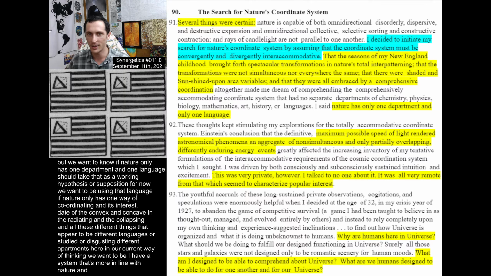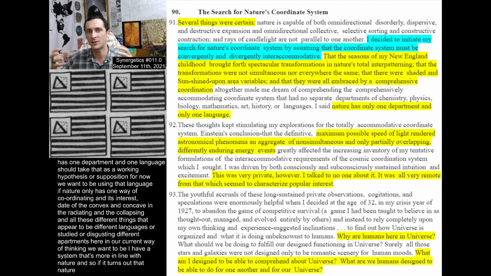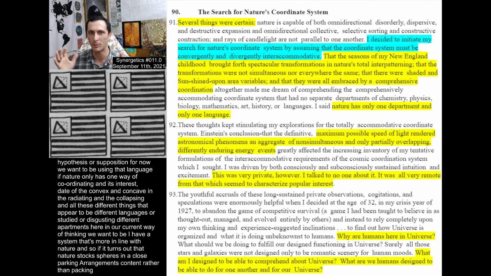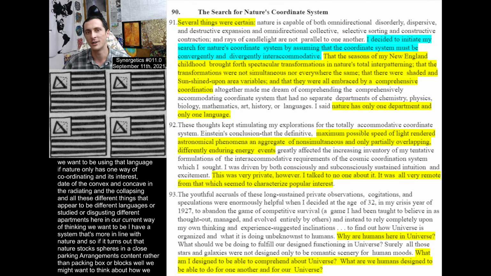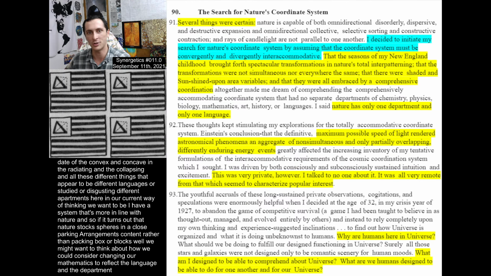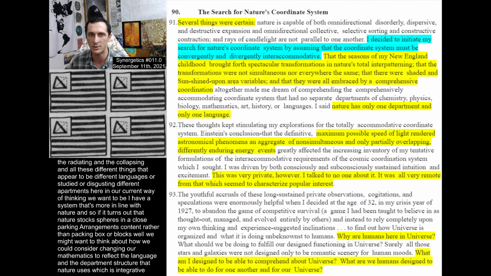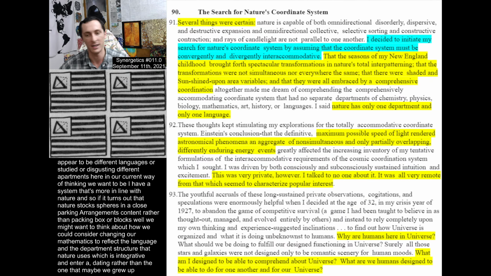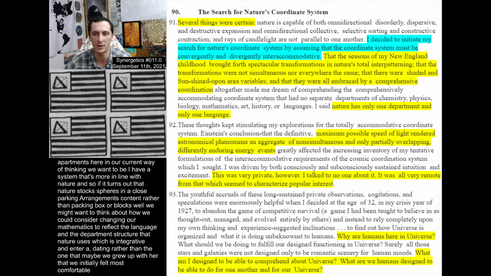And so if it turns out that nature stacks spheres in a close packing arrangement, hint, hint, rather than packing voxels or blocks, well, we might want to think about how we could consider changing our mathematics to reflect the language and the department structure that nature uses, which is integrative and interaccommodating, rather than the one that maybe we grew up with or that we initially felt most comfortable with for some other reason.